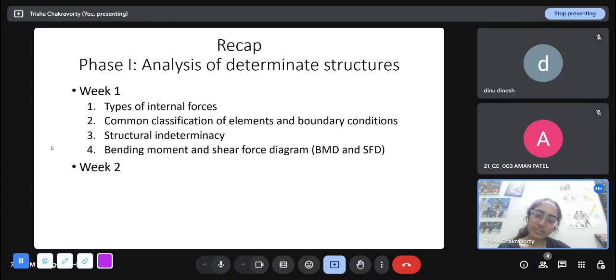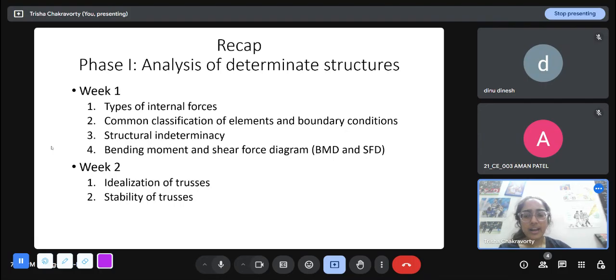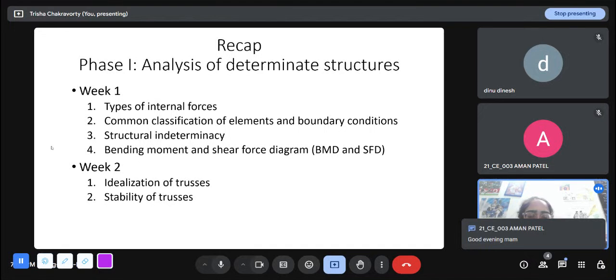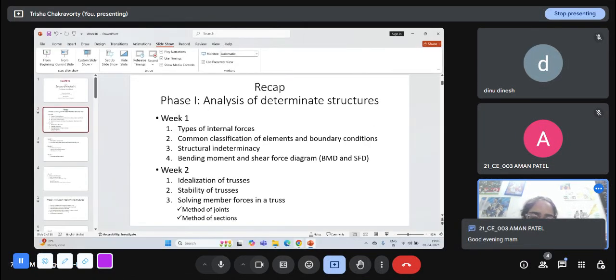And bending moment and shear force diagrams are one of the most important topics in this course, and you will definitely get a question on it in whatever exam on structural analysis you take. In week 2, we focused on trusses, how we idealize trusses, and the stability of trusses related to its indeterminacy, and also some other extra factors like stability.